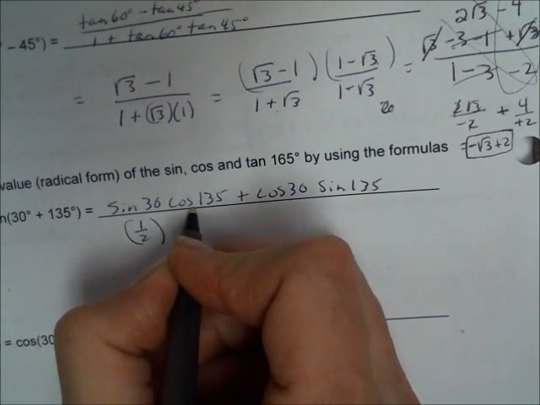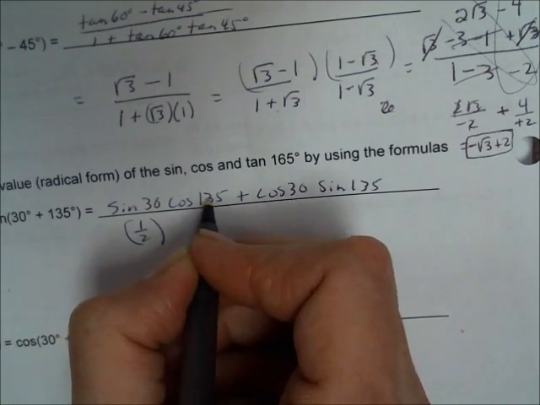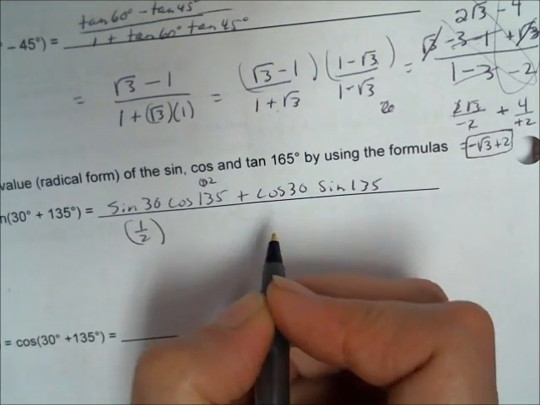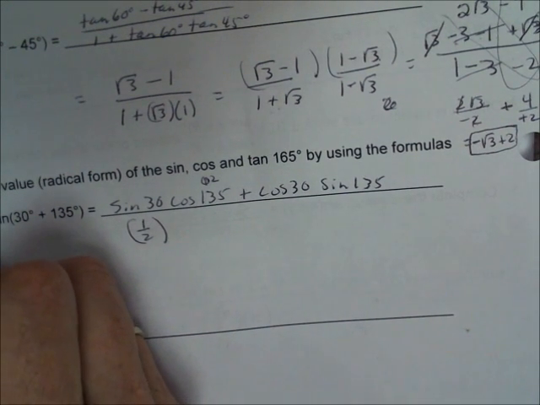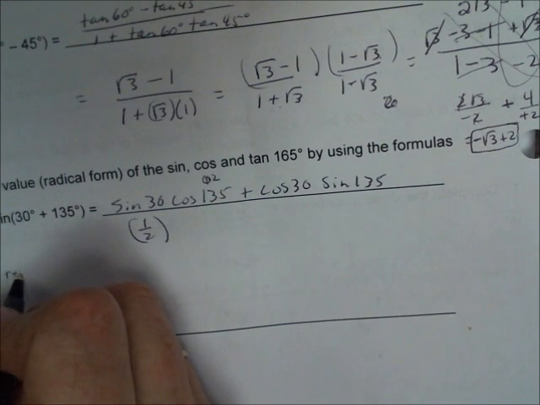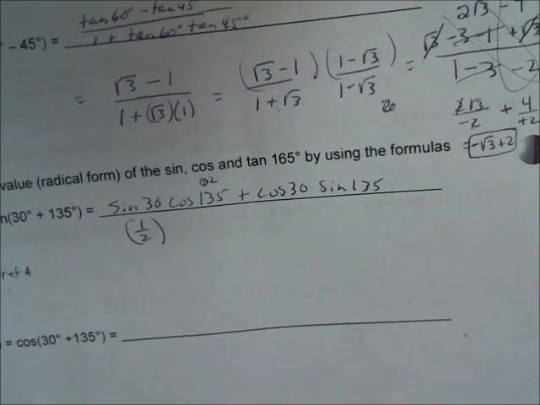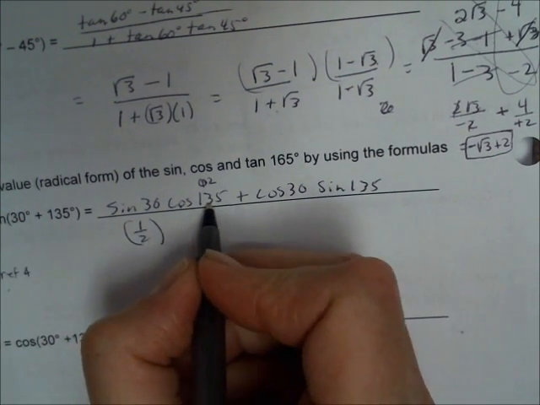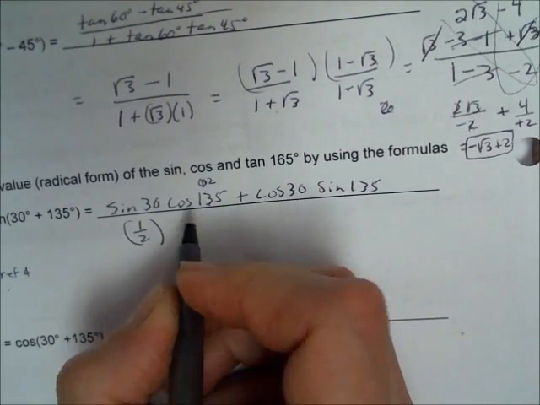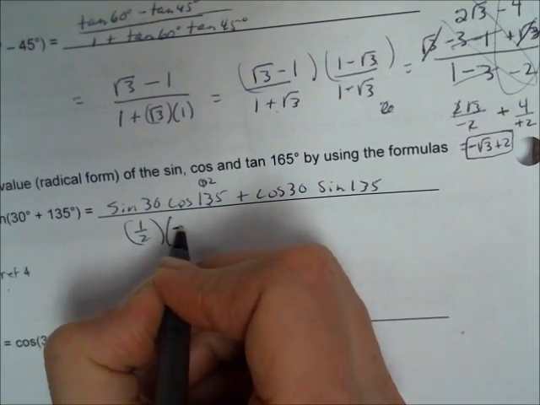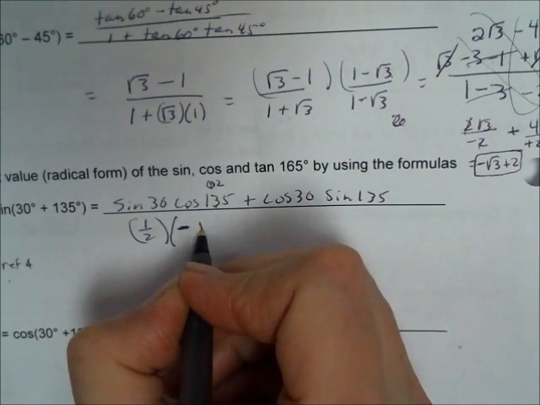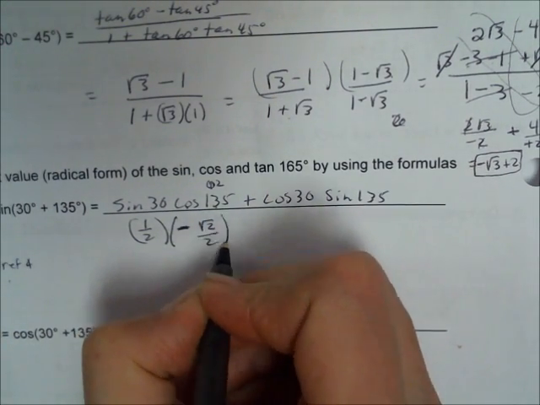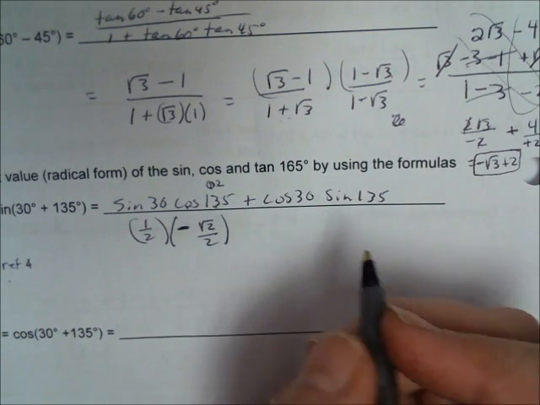The cosine of 135 degrees, well, that's in quadrant 2. 135 has a reference angle of 180 minus 135, which is 45 degrees. So what we're doing is finding the cosine of 45 degrees, but in quadrant 2 it is negative. All students take chemistry. So the cosine of 135 is negative square root of 2 over 2.